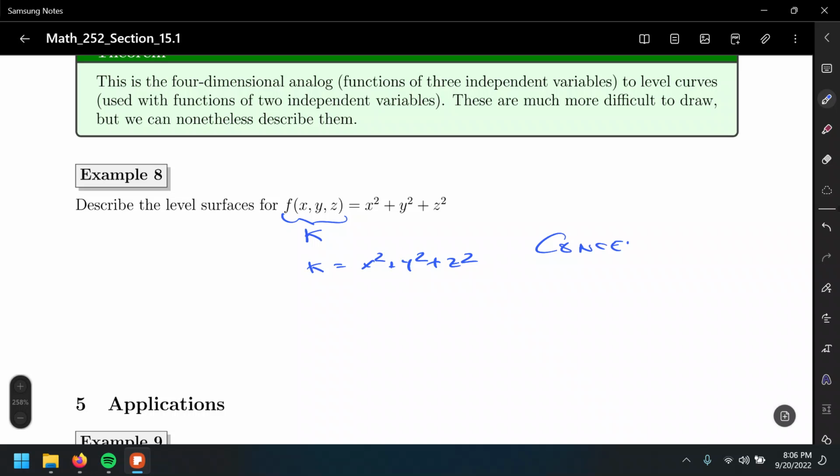Concentric spheres centered at the origin.